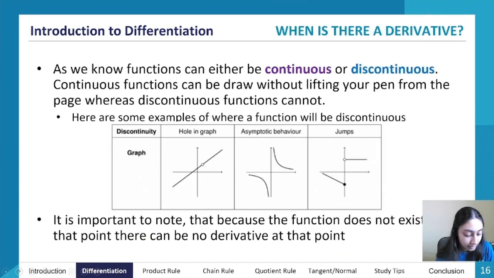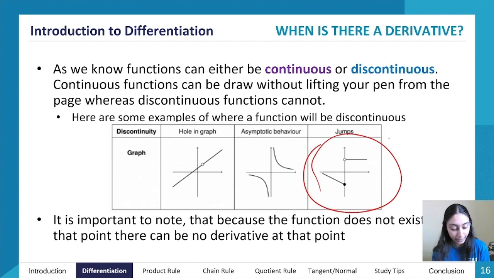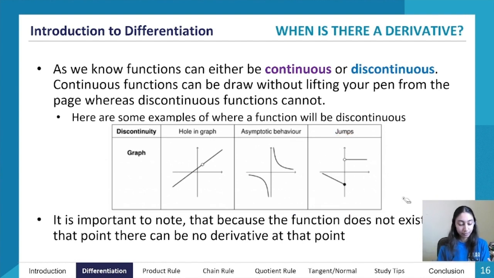Okay, next slide. As you've learned already, functions can be either continuous or discontinuous. Continuous functions have no discontinuities, so they have no holes in the graph, no asymptotes, and no jumps. It's important to note whether or not there will be any discontinuities, because there's no derivative where the function doesn't exist.